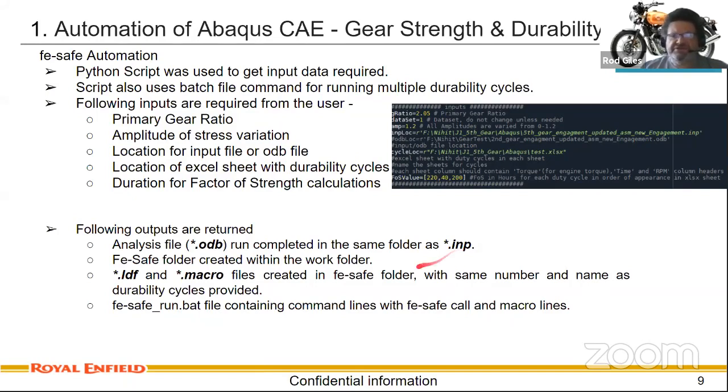And in this case, the user can input data in terms of what the primary gear ratio is, so i.e. what speed the gearbox is running at, the expected variation in load, and that can vary between model. It can also vary between rider. Some riders are more aggressive than others, and then where the ODB is residing for the stress results. And we use Excel. We can read an Excel sheet that contains the durability cycles.